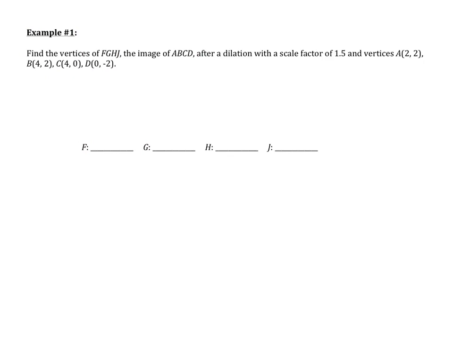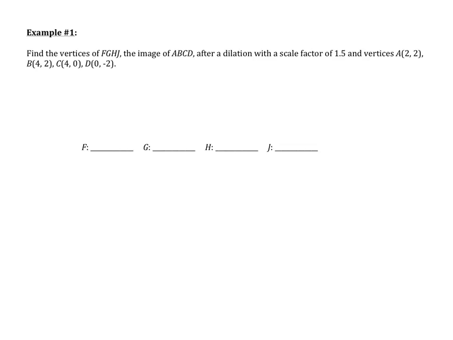Now let's look at an example. So here's number 1. Find the vertices of FGHJ, which is the image of ABCD, after a dilation with a scale factor of 1.5, and vertices A(2, 2), B(4, 2), C(4, 0), and D(0, -2). To do this, all we're going to do is take the vertices of ABCD and take both the x and the y values times 1.5, the scale factor.